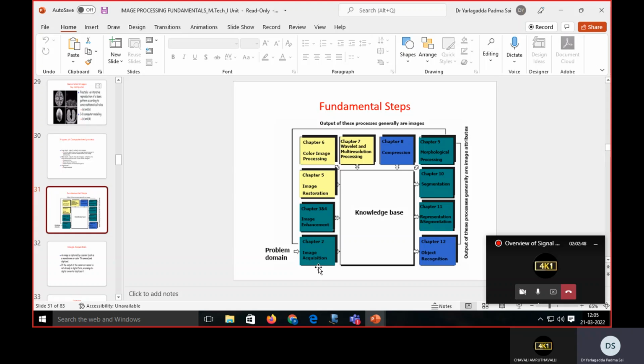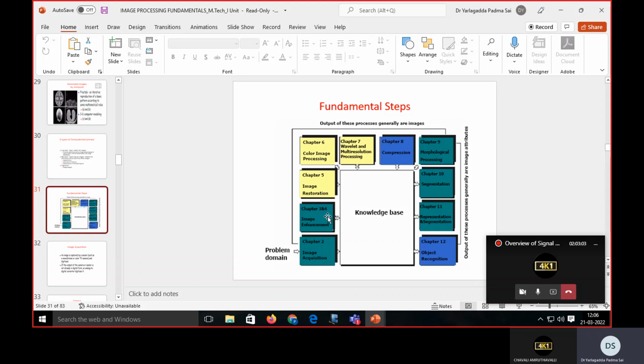Or otherwise, for example, I have an image of a person suffering from a brain tumor. Even though I capture the entire brain, my aim is to enhance it. You have enhancement techniques.